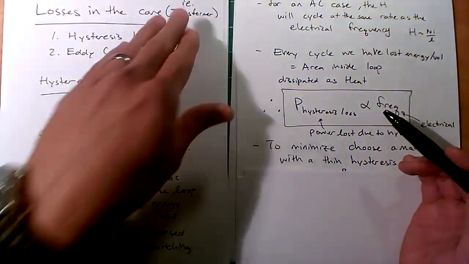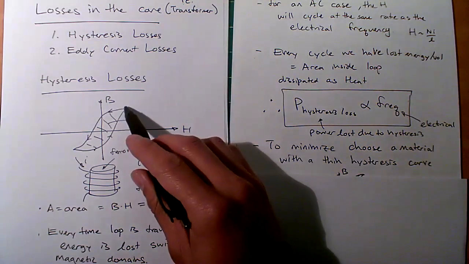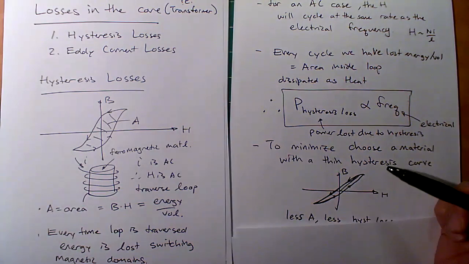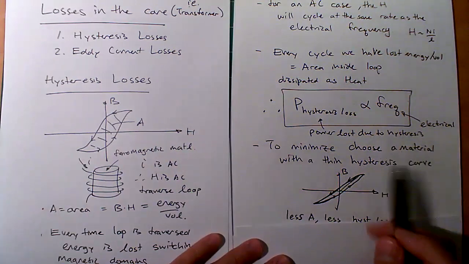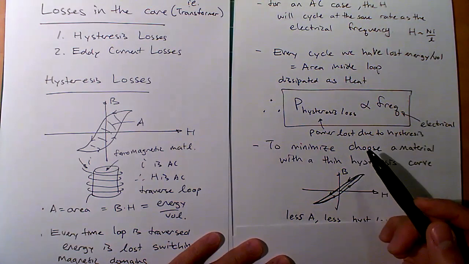So what can you do for transformers? You could minimize that loss by choosing a material with a thin hysteresis loop. Right? So you want something like this. Interesting. So that's kind of contrary to a permanent magnet. In a permanent magnet, you want something with a large hysteresis loop so that you can maintain that residual magnetism.